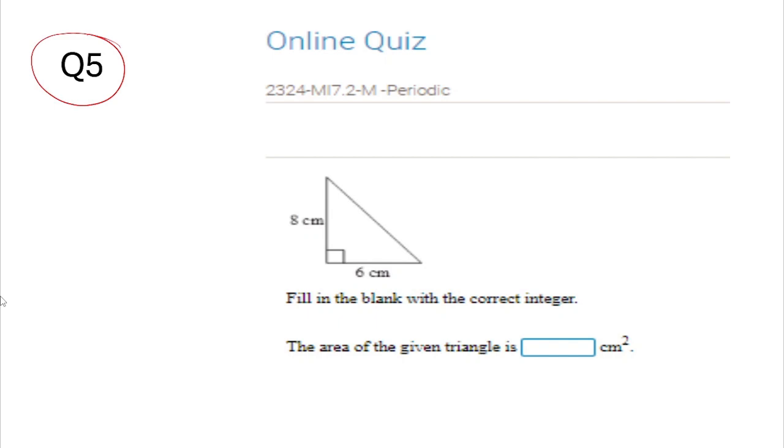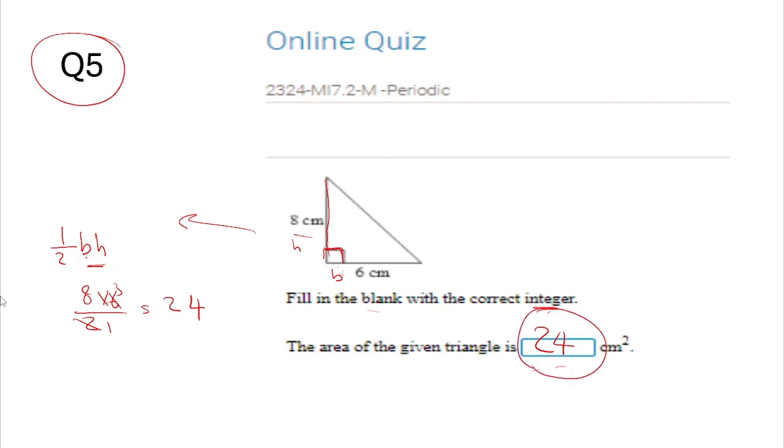Question number 5 says, okay, it's a triangle, and this is the height, it's a right angle. This is the base, okay, this is B and this is H. Now fill in the blank with the correct integer. The area of the given triangle, it's very simple. If you know the formula of the triangle area, it's 1 over 2 base multiplied by height. So that means it will be 8 multiplied by 6 over 2, so it will be 24. So the answer here will be 24. Very simple, straightforward if you know the formula of the area of the shapes, okay?